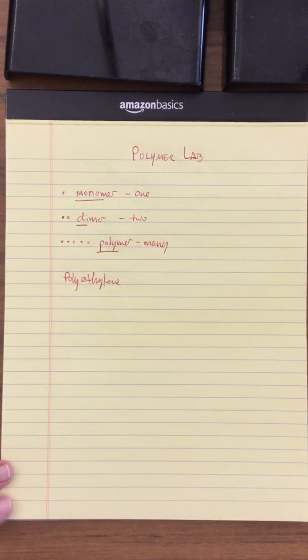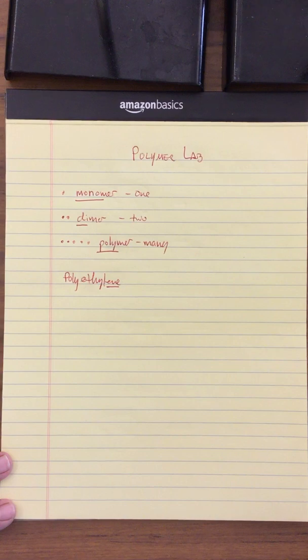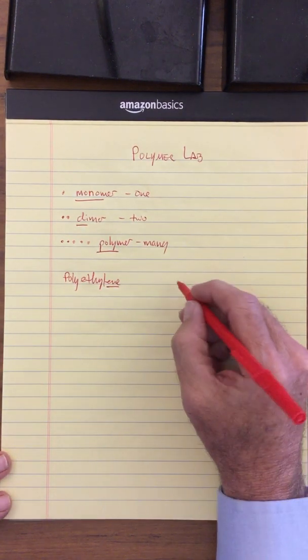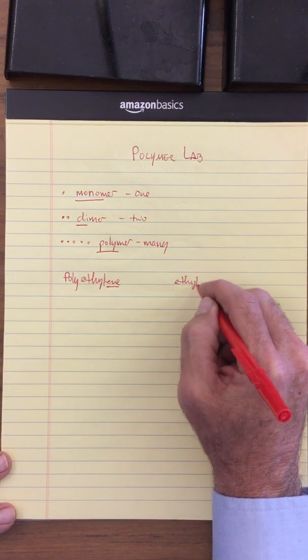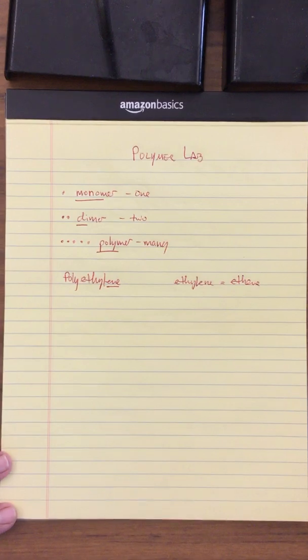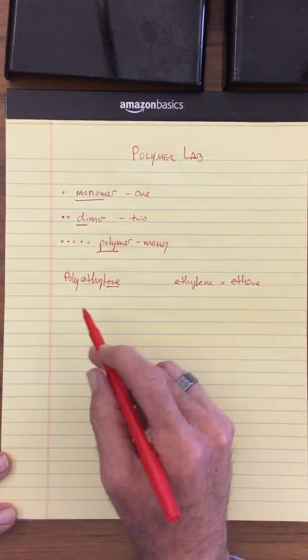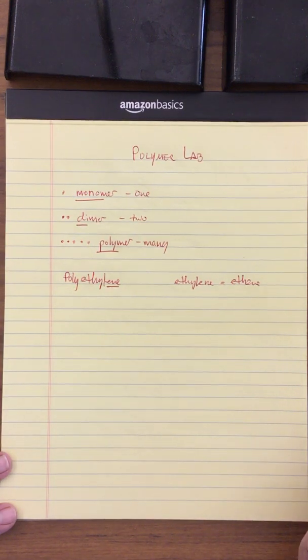So ethylene actually is another name for ethene. You might notice the ENE. So this is going to be a molecule that has a double bond in it. So ethylene actually equals ethene. It's just another name for ethene. Poly means many, so we have many ethenes that are attached together.